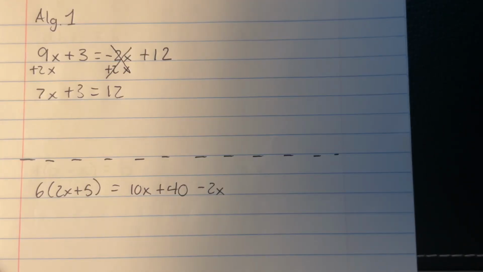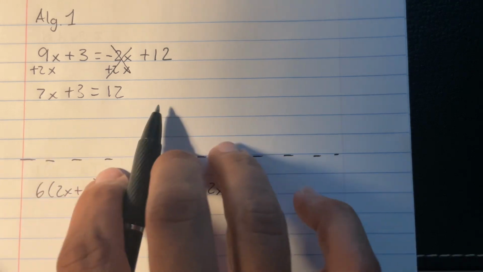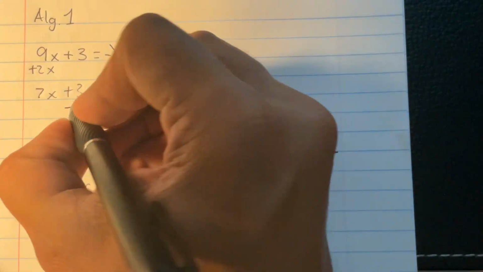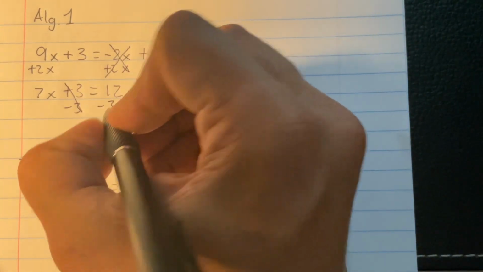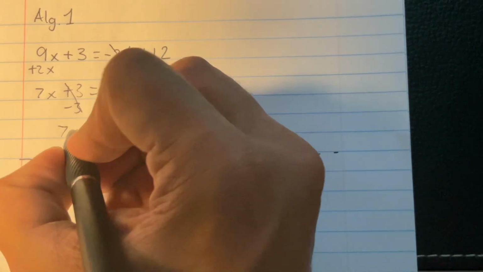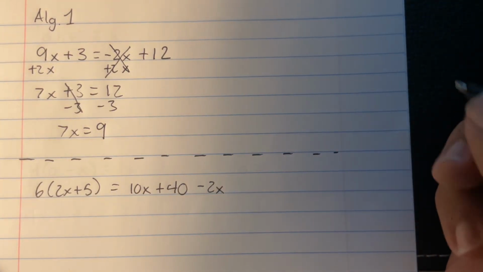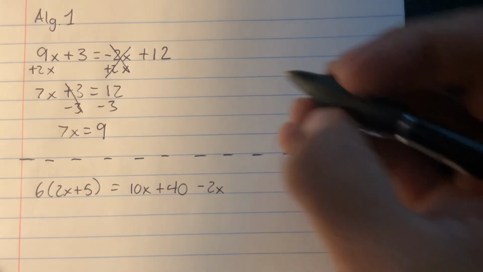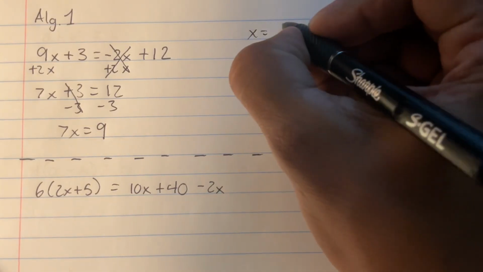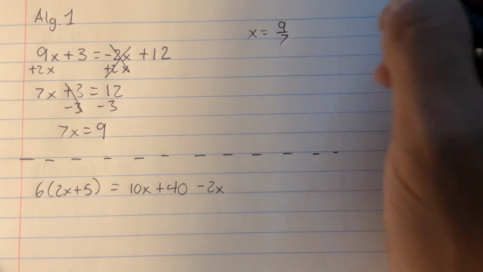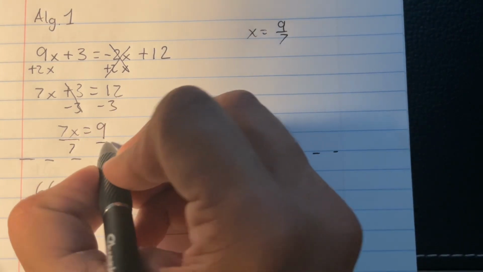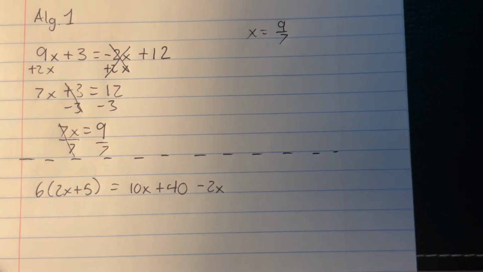Now all you have is a two-step equation. Subtract 3 from both sides. Minus 3, gone. Minus 3, we're left with 7x equals 9. Then divide by 7 on both sides, and your end result is x equals 9/7, because you divided by 7 on both sides. And there's your final answer.